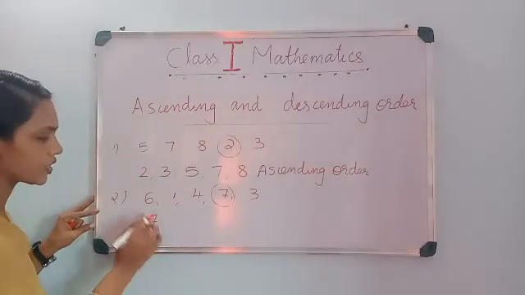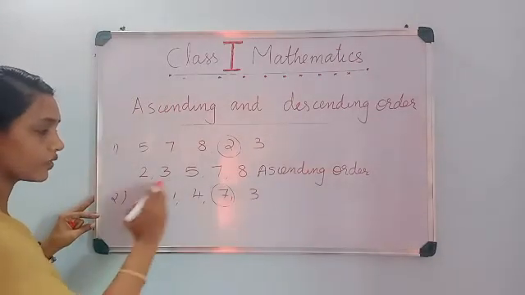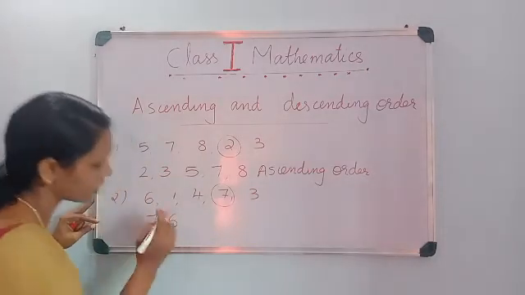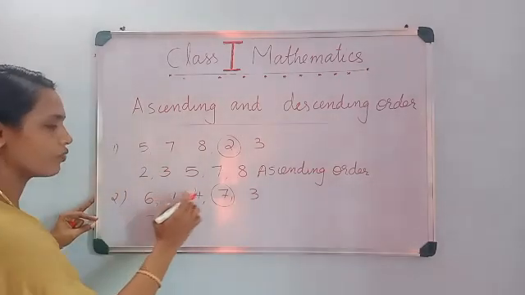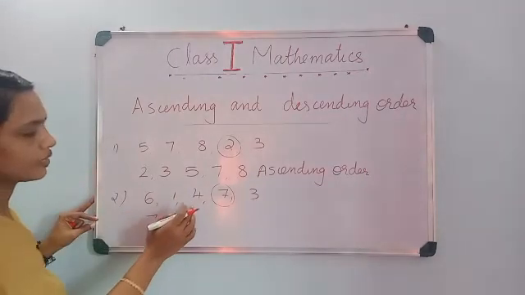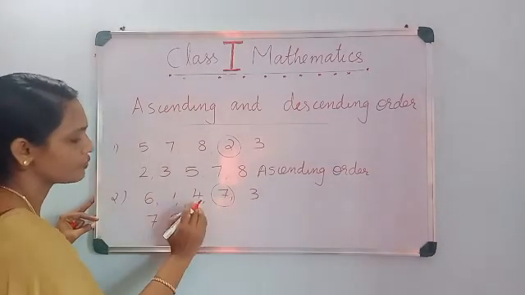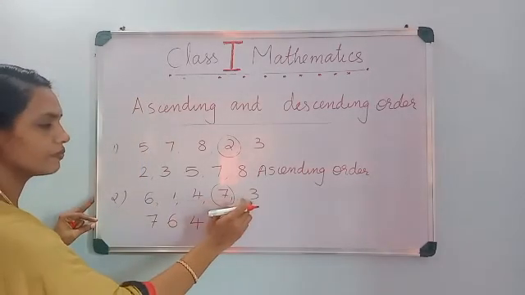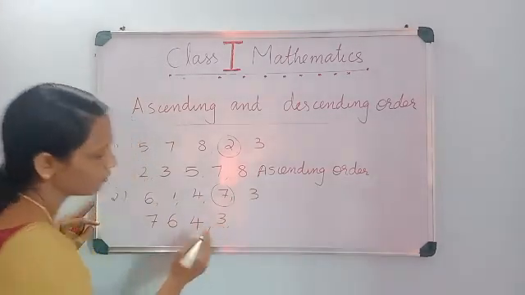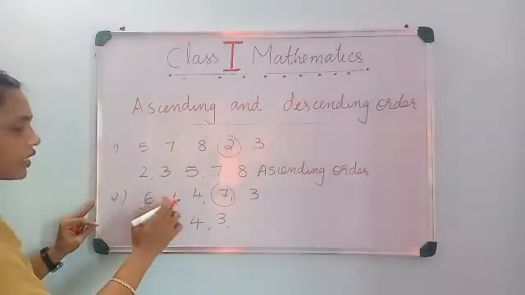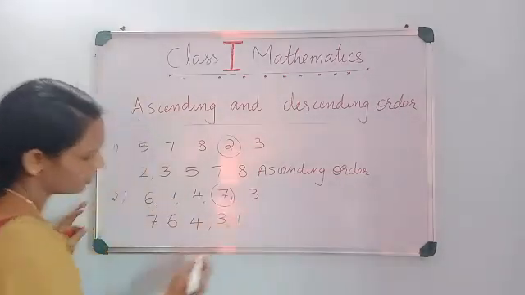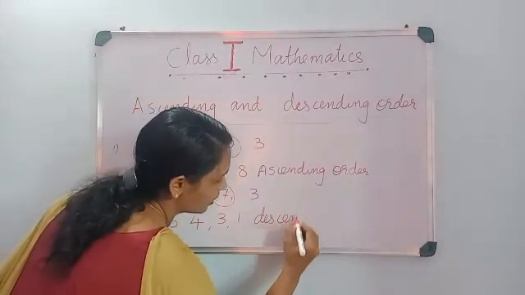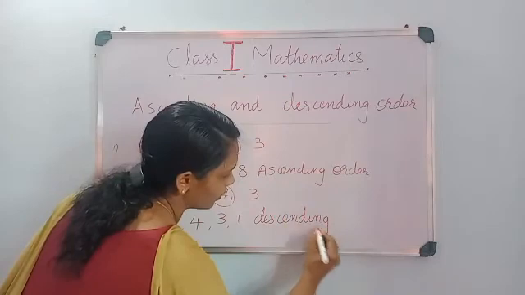The next one, backward counting from 7. Then 6. Yes, 6 is here. Then we write 6. Then next 5. No 5. The next 4. Yes, 4 is here. The next, yes, 3. Then 2 is not here. The next one 1. This is descending order. This is called descending order.